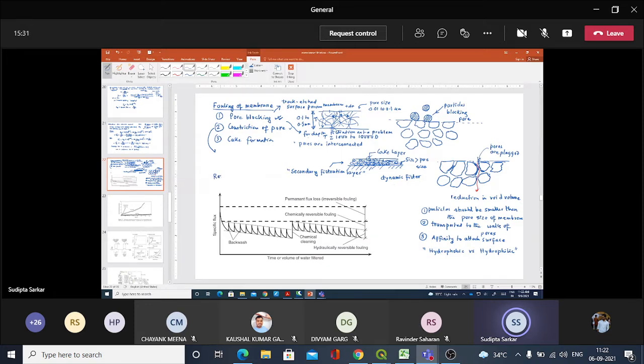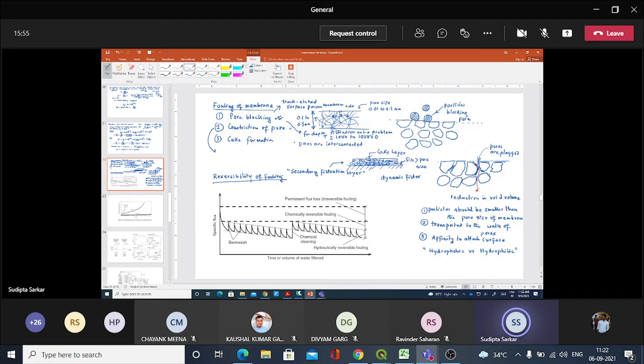Now we also have to understand how to remove the fouling. So reversibility of fouling is something which is very important. Fouling can be irreversible or reversible.